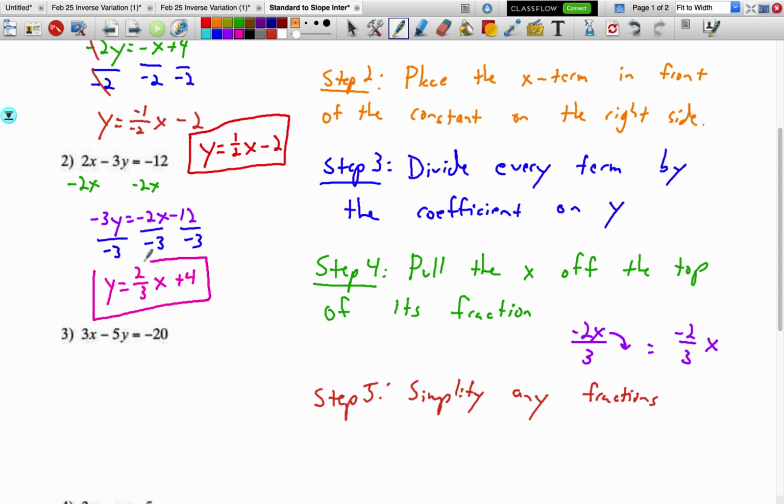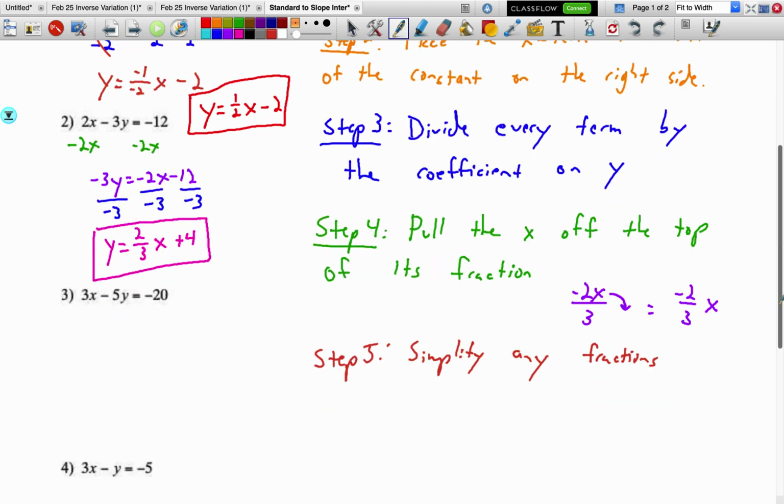All right, and notice in that last step, I pulled the x off the top of its fraction, so it's more like mx. The negatives cancel out in this fraction, and negative 12 divided by negative 3 is a positive 4. Now I can clearly see my slope and my y-intercept in this equation.